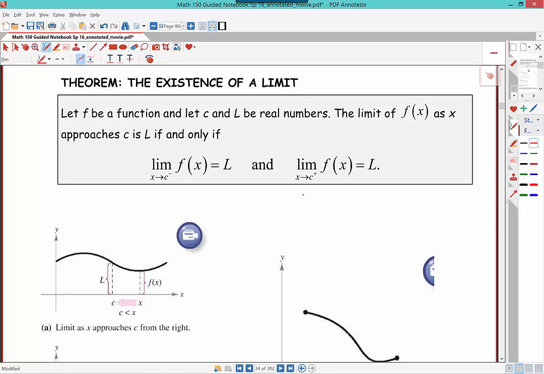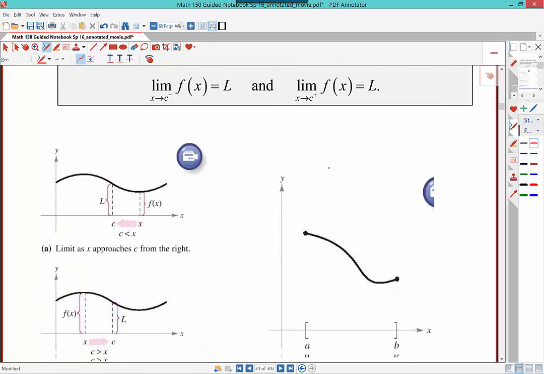Basically, in order for a finite limit to exist, as you approach your value c from the left side or the right side, you should get the same y value, the same output, the same limit.